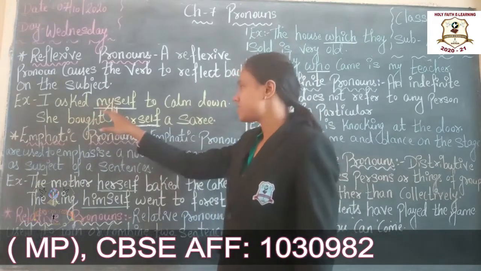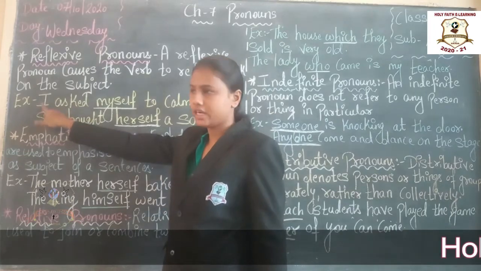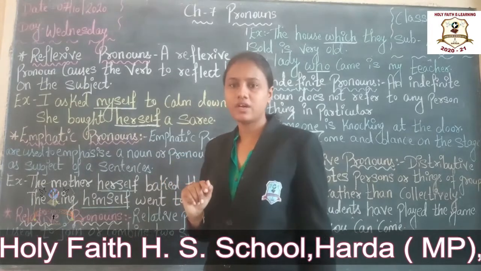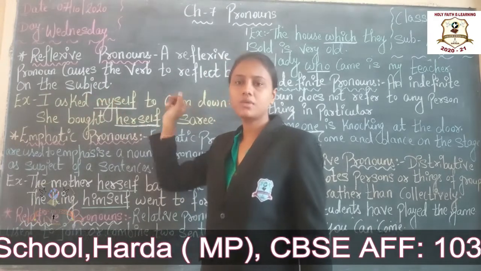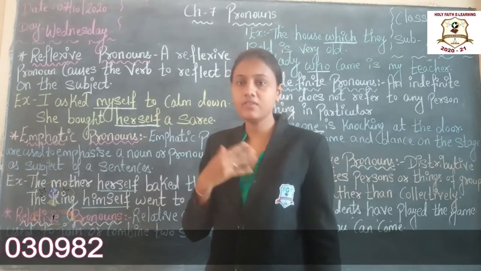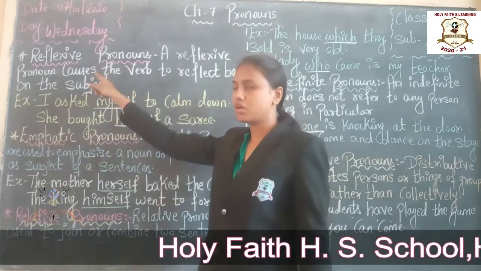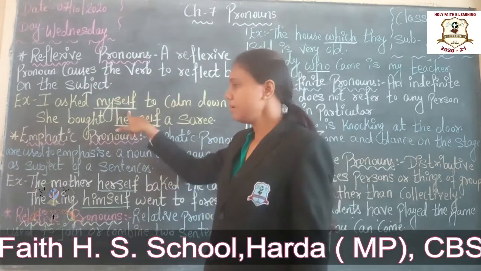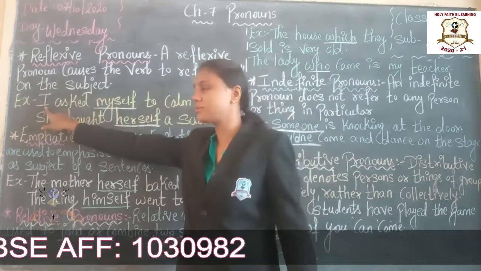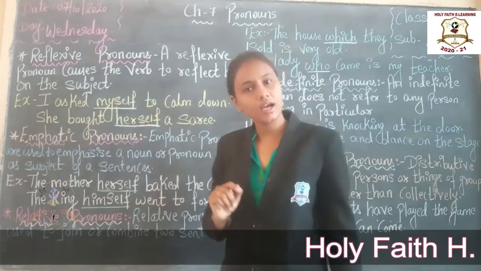I asked myself to calm down. Here the word I is a subject, asked is a verb. Now, whom did I ask to calm down? I asked myself to calm down. So the word myself is a reflexive pronoun. It shows a reflection back to the subject I.